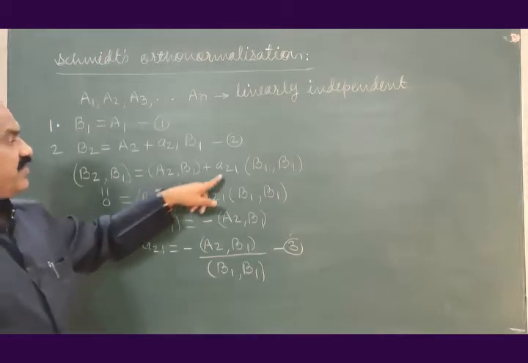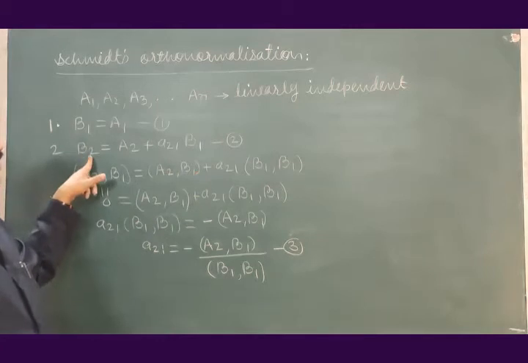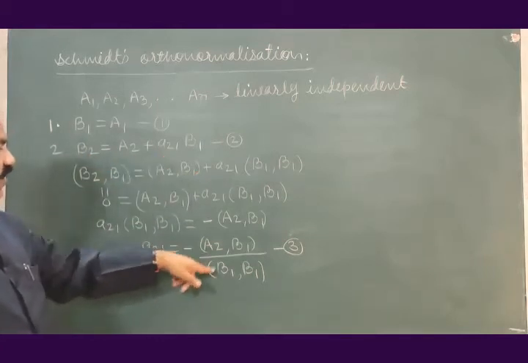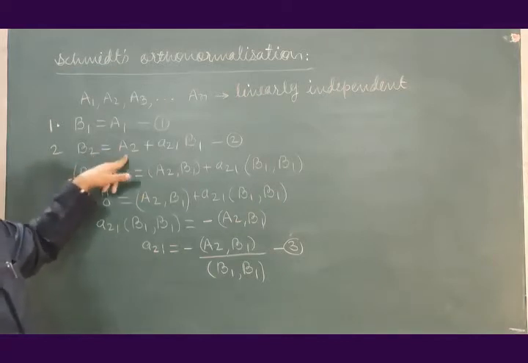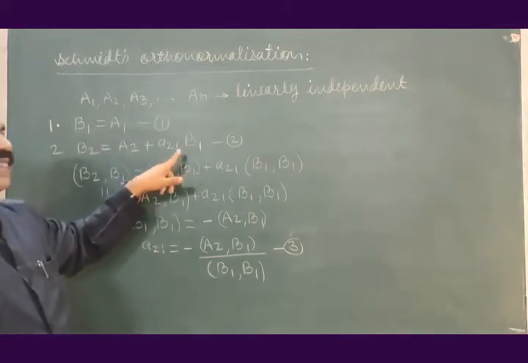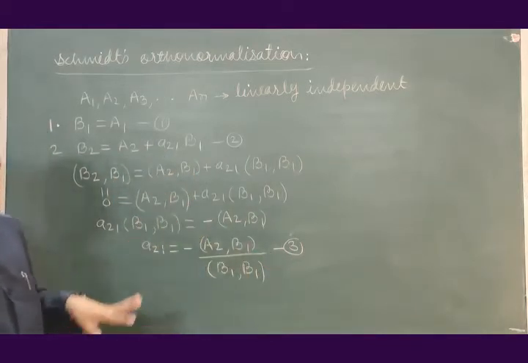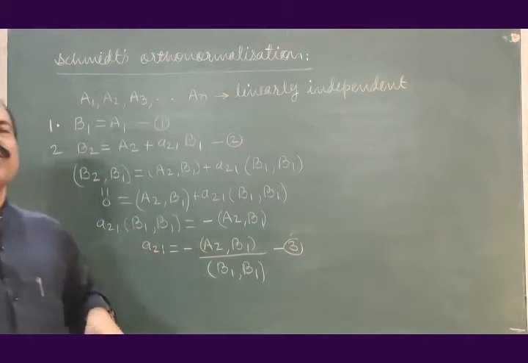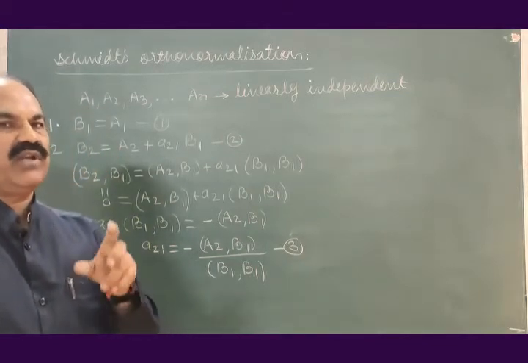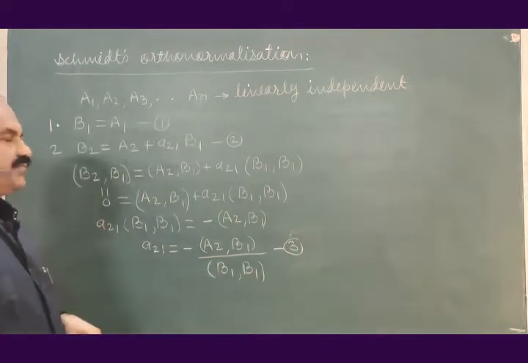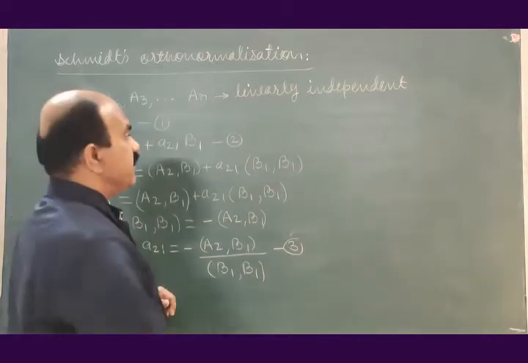Just put this value of a21 here, you will get b2. As you put this value of a21 here, you will get the value of b2, because a2 is known, b1 is known, a21 is found from equation 3. This way, the second vector from the set of n orthogonal or orthonormal vectors is found. It is step number 2. Now let us go for step number 3.